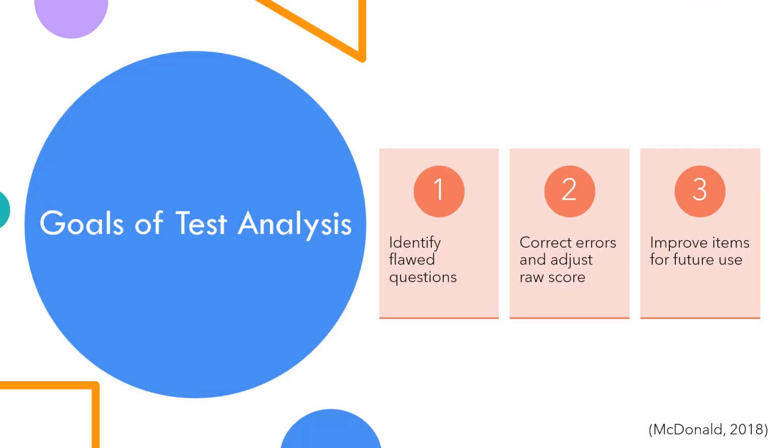Let's look at the purpose of a test analysis. What's the big picture? And then we're going to move on to the individual item analysis. So most testing software is going to provide you statistical data to analyze the test as a whole and then the individual items on the test. So what does all this tell us? Well, the goals of doing this are to help us identify if we have any flawed questions, to help us correct errors and adjust the raw score as necessary, and then it's a way that we can continually improve items for future use.